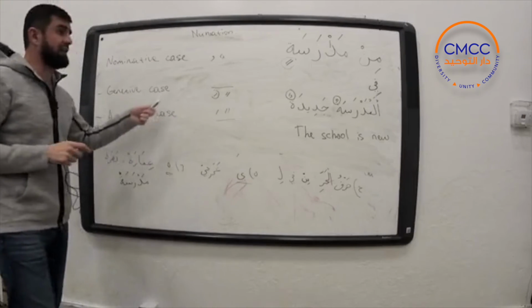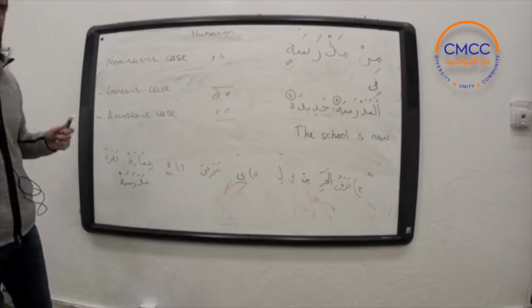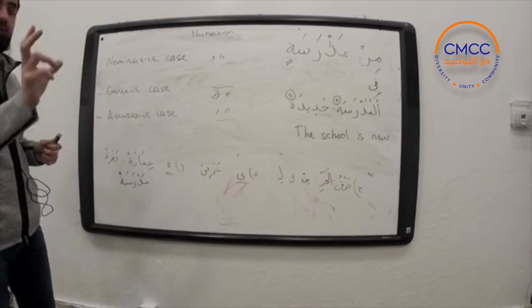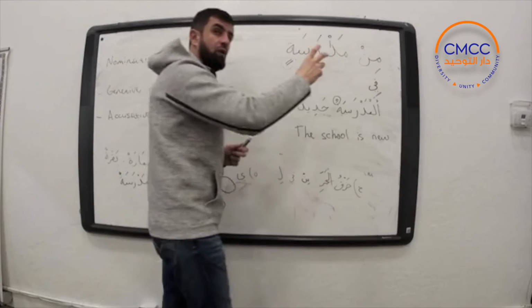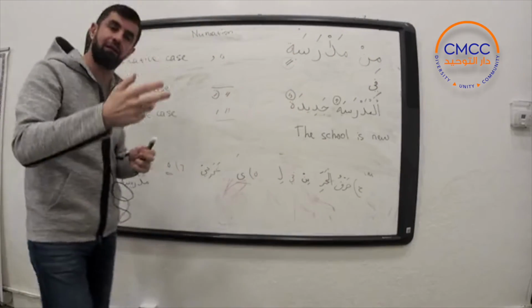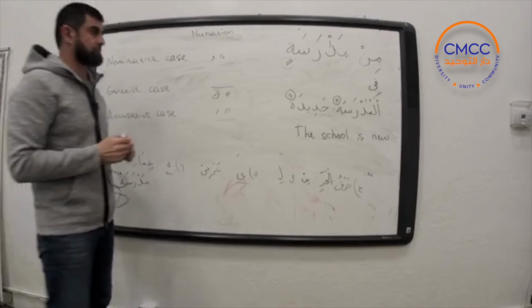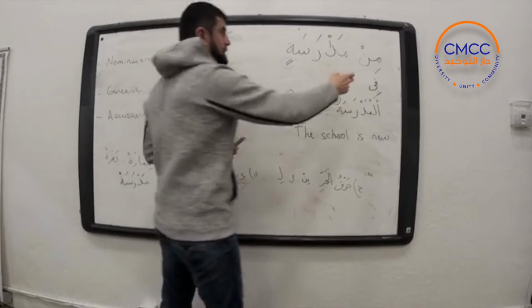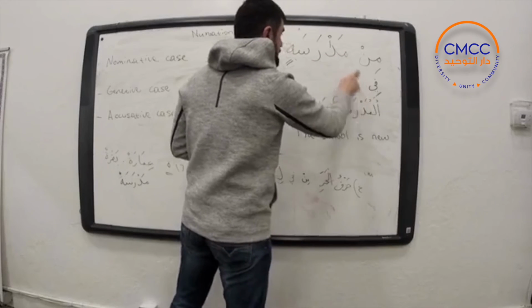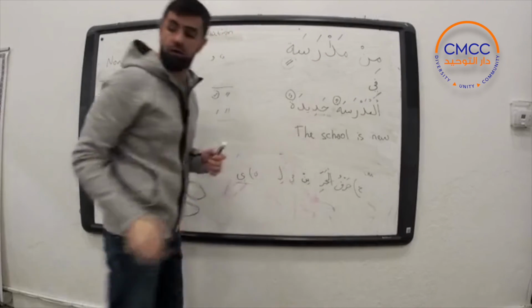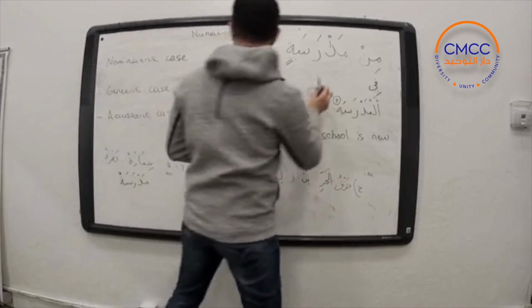So in genitive case, in order to put a noun in genitive case, we have to put a preposition in front of the word, which is fi, in, or min, from. In school, fi madrasatin.